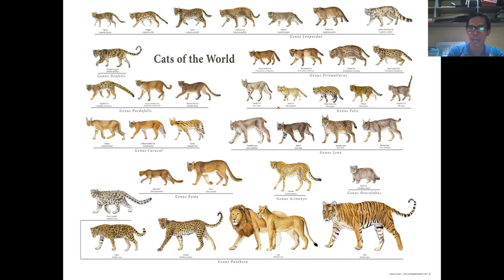Another example is the cats. There are a lot of cats in the world, not only the domesticated cat we find around us, but also the tigers, the lions, the panthers, and so on. These are all cats; they belong to the cat family. The reason there are so many is because of speciation.